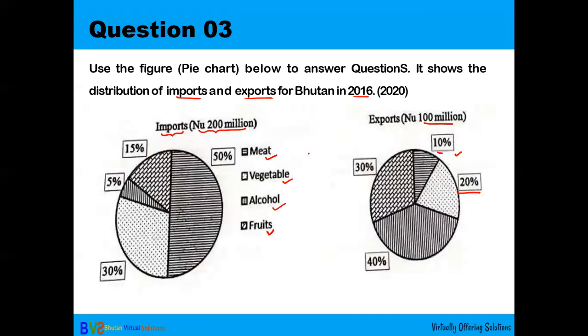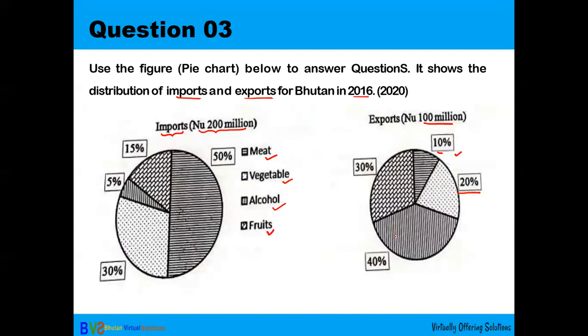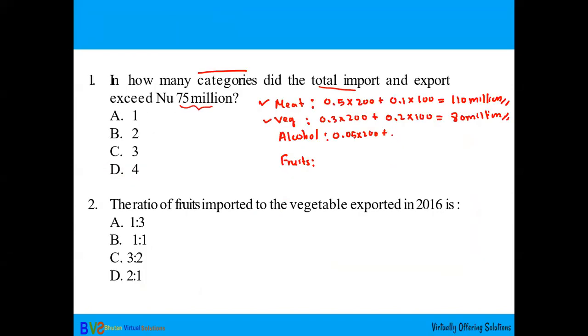Now let us solve it for alcohol. Alcohol import is 5%. So 0.05 times 200 plus export. Alcohol export is 40%, right? So 0.4 times 100. So 0.05 times 200 plus 0.4 times 100, you will get 50 million. Now see this. Alcohol's import and export total is coming to less than 75 million. So I need to remember that, right?